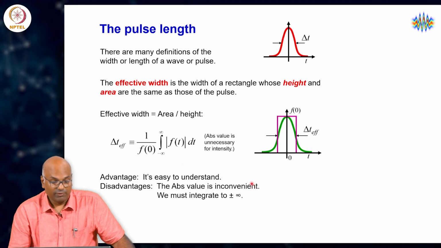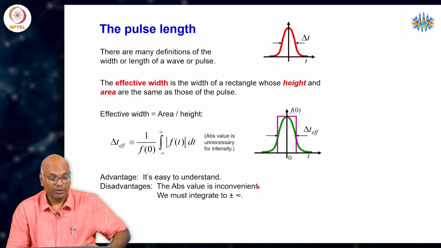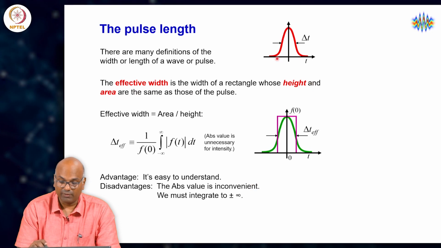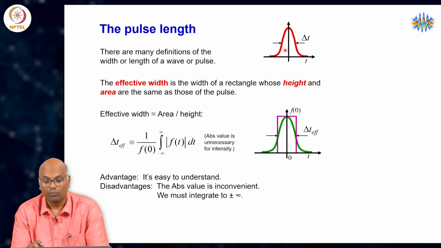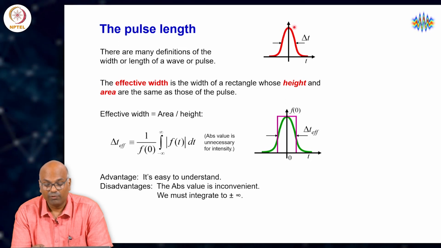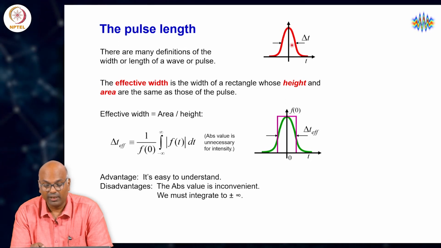Now, pulse length, we made a quick, yet very efficient definition of pulse width as the effective width, where if I consider a pulse of no matter what shape, take the maximum of the amplitude, fix that, and then integrate the area under the curve.